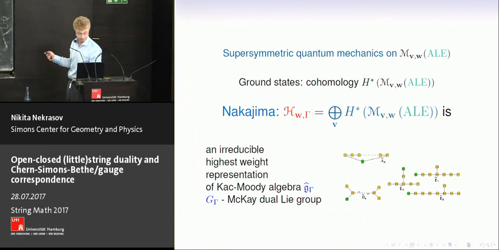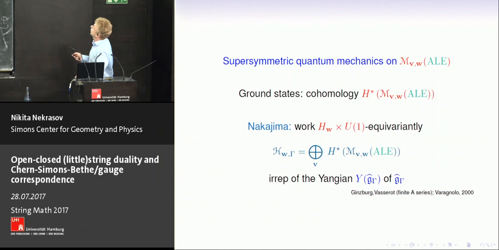And so the equivariant cohomology will actually produce a representation of a Yangian of the corresponding Kac-Moody group. And in fact, this U1 action is sort of the most important one, because the equivariant parameter for that symmetry corresponds to what you would normally call Planck constant.